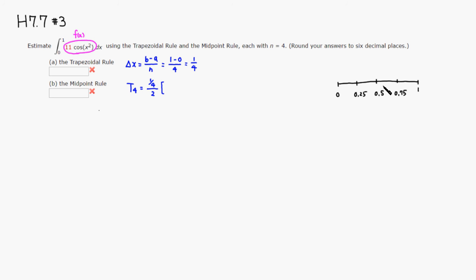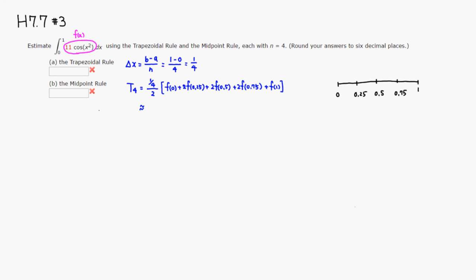So we plug in. The first one is f of 0, then 2 times f of 0.25, and 2 times f of 0.5, plus 2 times f of 0.75, plus f of 1. Let's compute that, and see the precision, rounded to 6 decimal places.